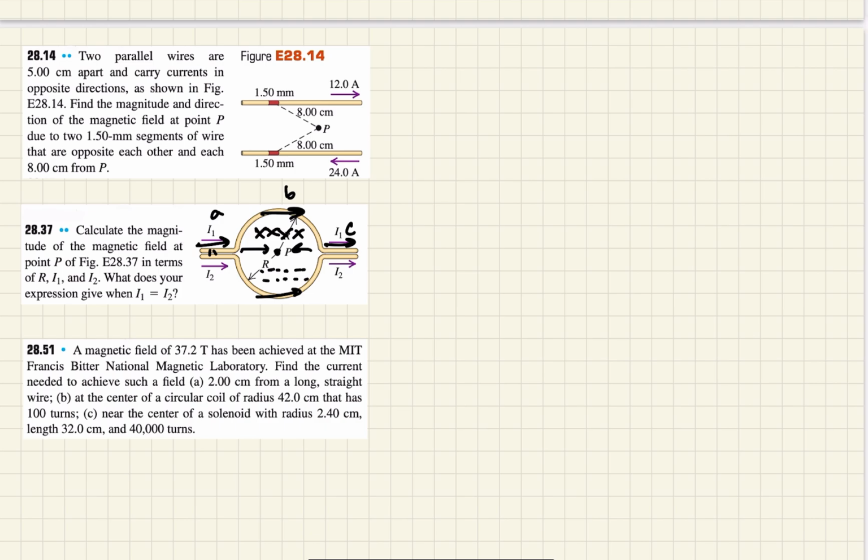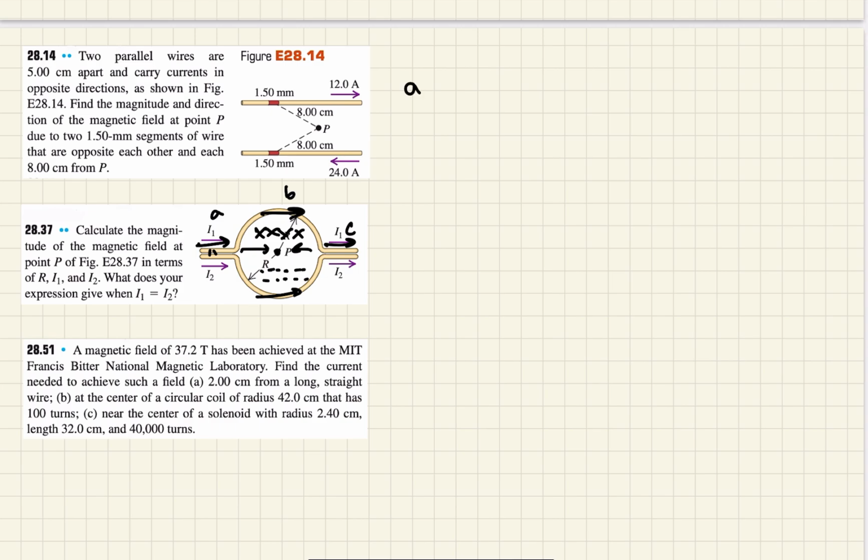All right, last question here, which is a bit of Ampere's law, a bit of solenoids, toroids, things like that. We have a magnetic field of 37.2 Teslas, and there are 3 different scenarios. One is a long straight wire, 2 is the center of a circular coil of radius 42 centimeters, so that's going to be like a toroid, and 3 is the center of a solenoid.